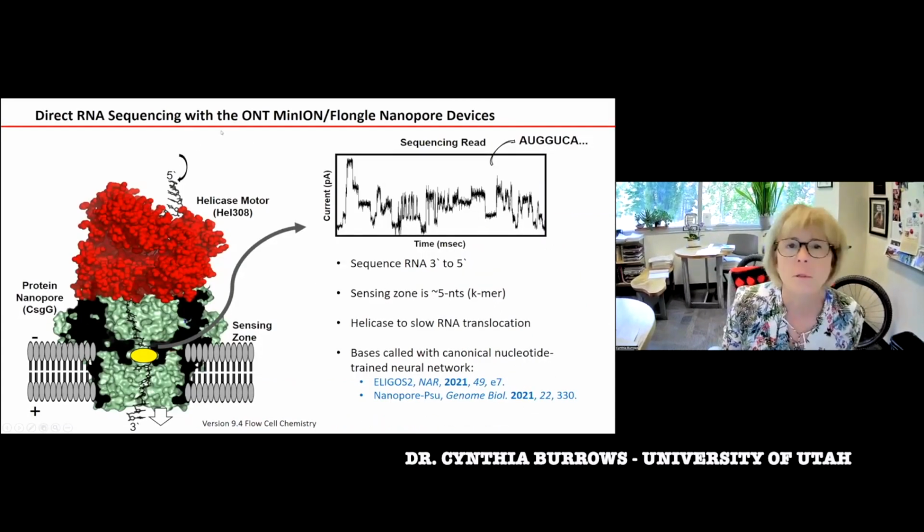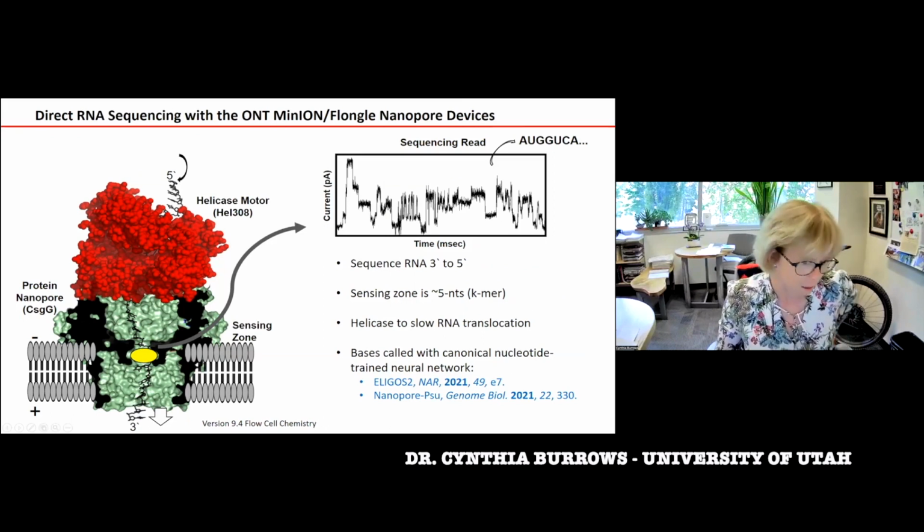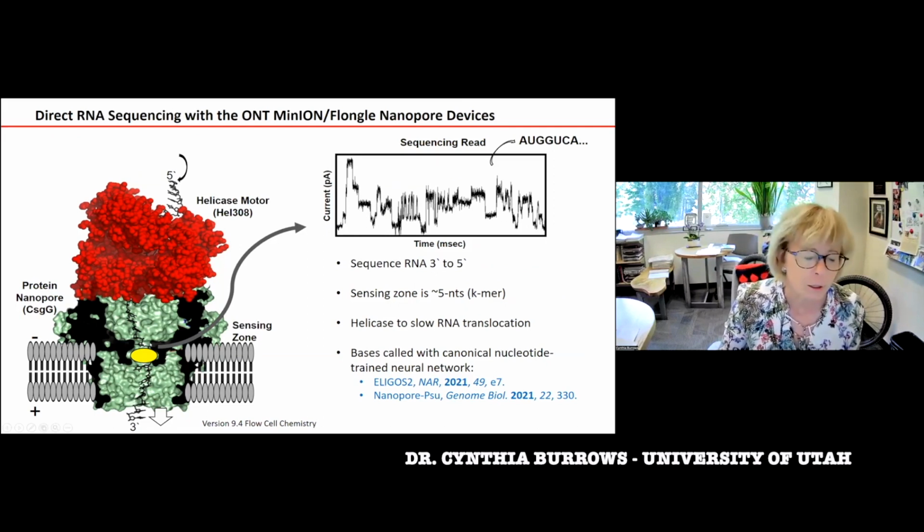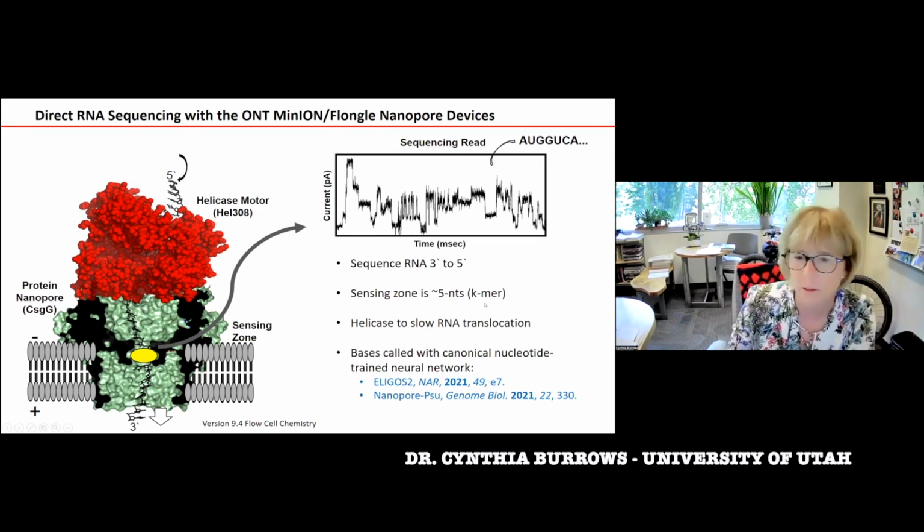Okay, so we're going to use the ONT system that you've seen now many times before in the last 2 days. Green and black is the nanopore protein with a constriction zone in the middle, and this constriction zone that has about 5 nucleotides in it contributing to the electrical signature, as you see here. That sensing zone is also called the K-mer, as you've heard in previous talks.